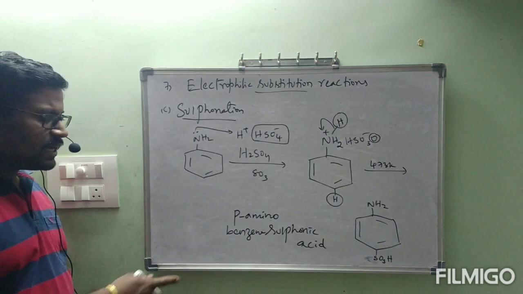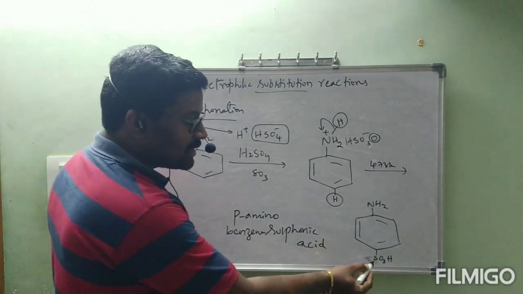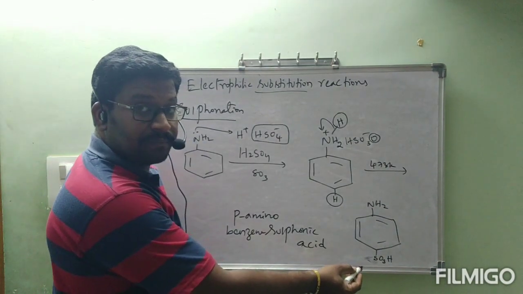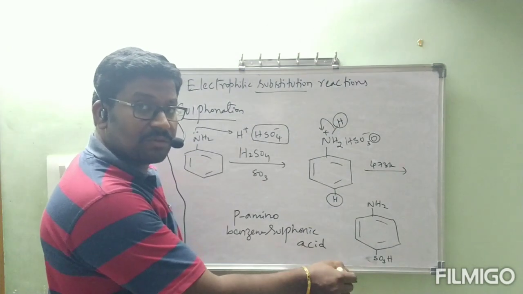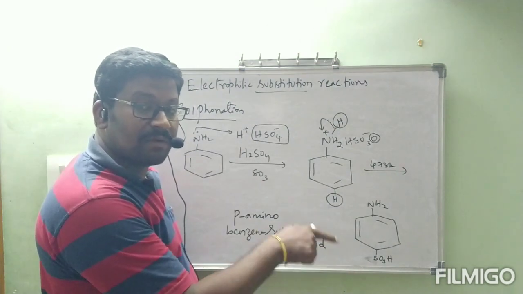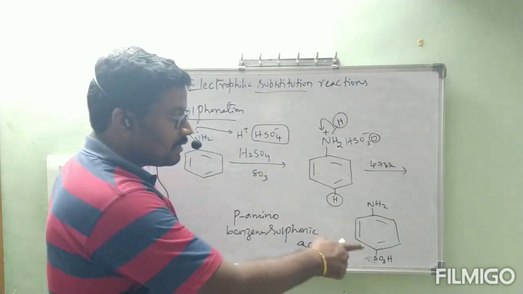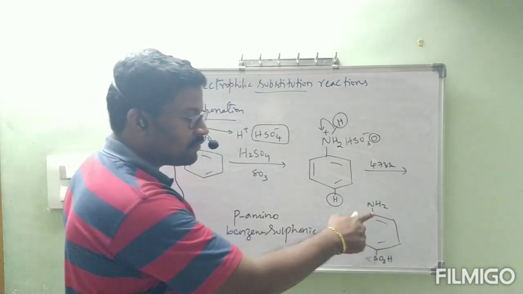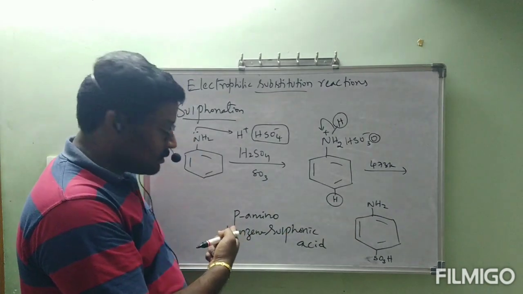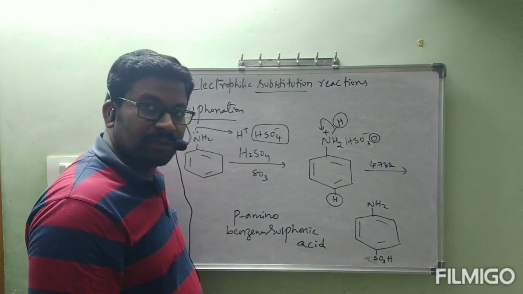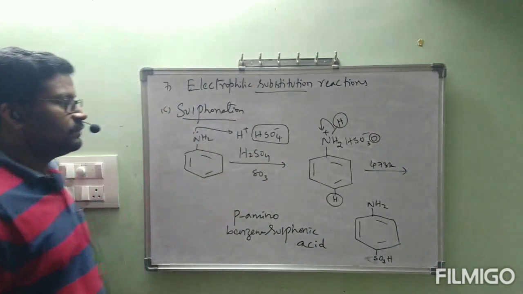Why did I write para-amino here? Because SO3H is the major functional group. That means preferential order will be given first to SO3H, then amine. That's why from here we started numbering 1, 2, 3, 4. Or otherwise we can write 4-amino benzene sulfonic acid. This is about sulfonation.